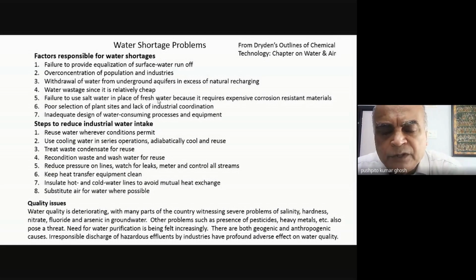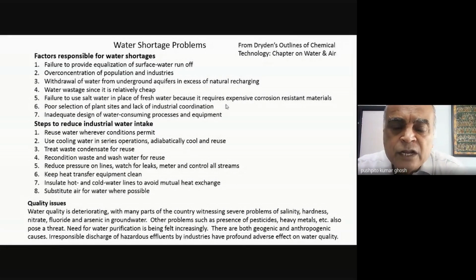Because at those temperatures, you cannot generate steam from seawater, because it will completely corrode all your reactor and pipes, etc. So you need fresh water. Okay, so that's a problem. Although from a thermal conductivity point of view, the use of seawater would have been good, because the thermal conductivity is even better. Okay? Poor selection of plant sites, the lack of industrial coordination. People are putting up plants where there is a shortage of water.